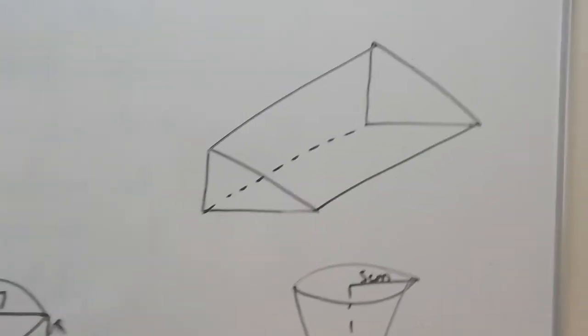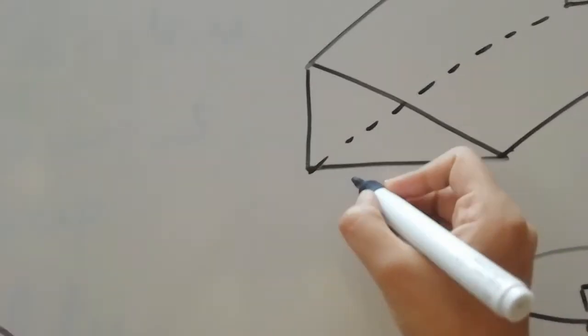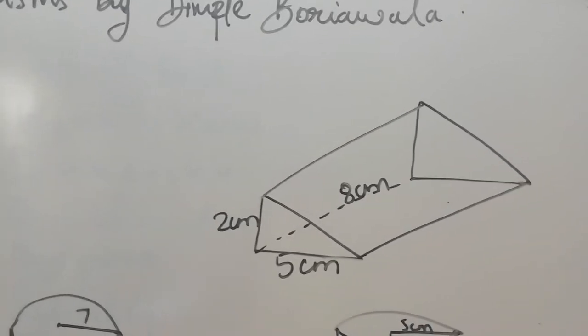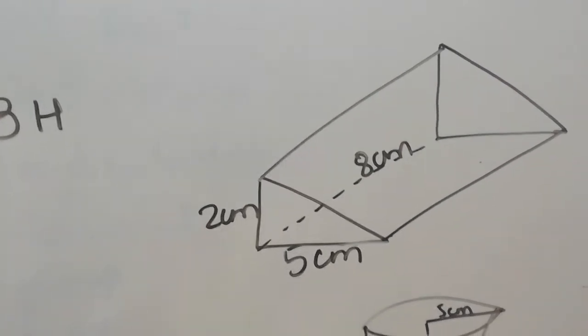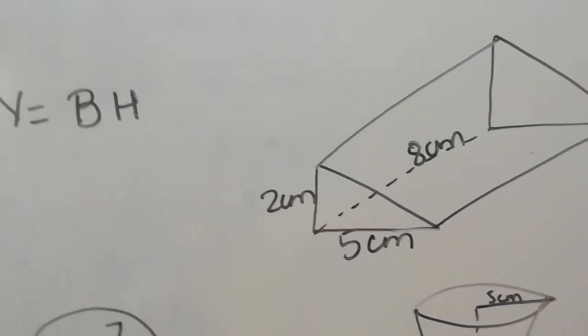So now let's try the volume of this triangular prism. Say this is 5 centimeters and this is 2 centimeters and my height is 8 centimeters. So let us find the volume of this triangular prism. Again the formula is volume is equal to BH. Same formula. What is the base of this triangular prism? It is a triangle. So what is the front side of this triangular prism? It is a triangle.